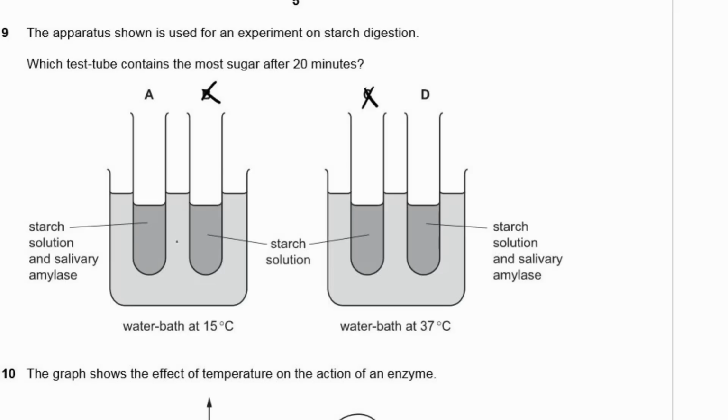Now, is it going to break it down faster at 15 degrees Celsius or at 37 degrees Celsius? Well, it's salivary amylase. The optimum temperature is going to be closest to body temperature, which is 37 degrees Celsius. So the answer is D.